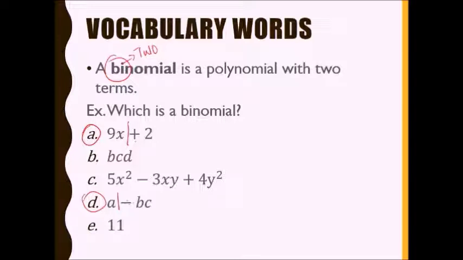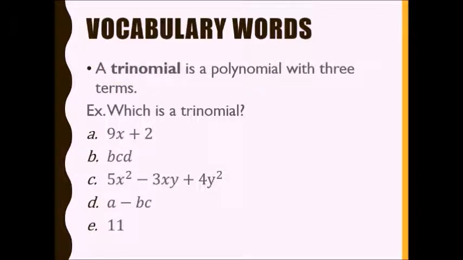Binomial, two terms. The third one is a trinomial. No? So, a trinomial is a polynomial with three terms. So, tri means three. Based on our given, alin ang trinomial? Pause the video and try to answer. Ayan. So, our answer is C.